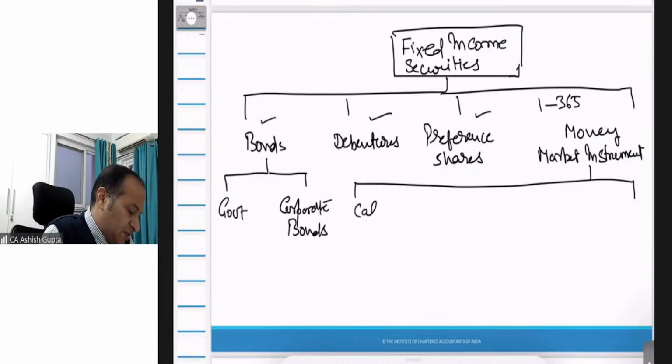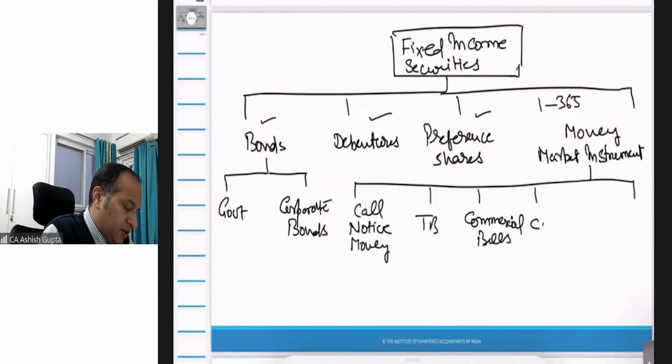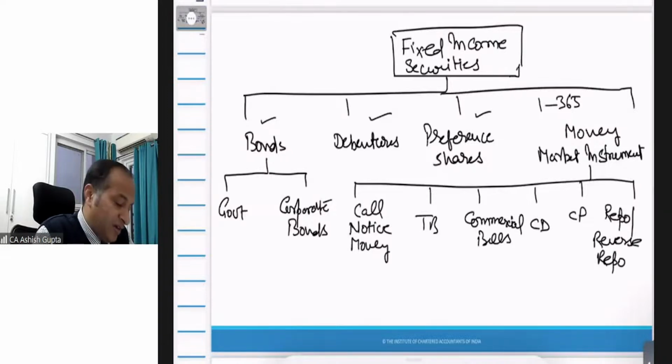Okay, students. Now this can be call money, notice money. This can be treasury bill, commercial bill, corporate deposits, commercial paper, or repo and reverse repo. We shall discuss all these money market instruments in our class also, so don't worry about that. In today's class, my concentration will be on the bond aspect.